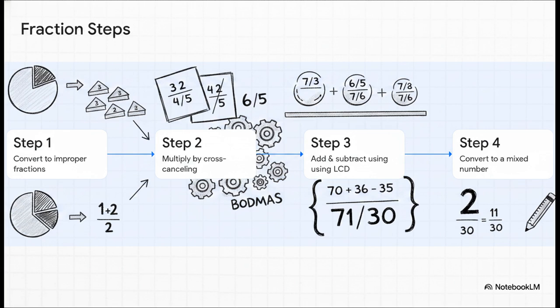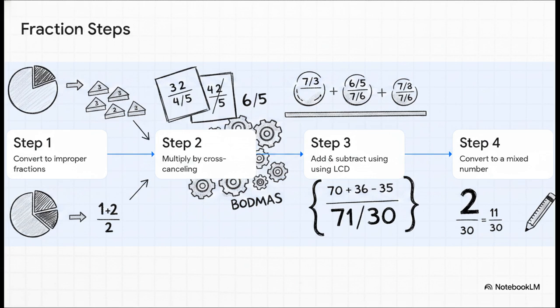Multiplication definitely comes before addition and subtraction. So we multiply 3/2 by 4/5. By cross-canceling, that neatly simplifies down to 6/5. Moving to step 3. Now we just have addition and subtraction left. 7/3 plus 6/5 minus 7/6.